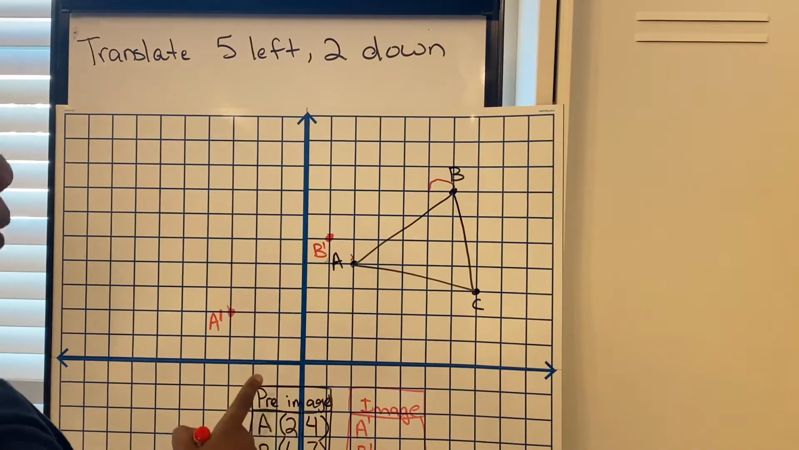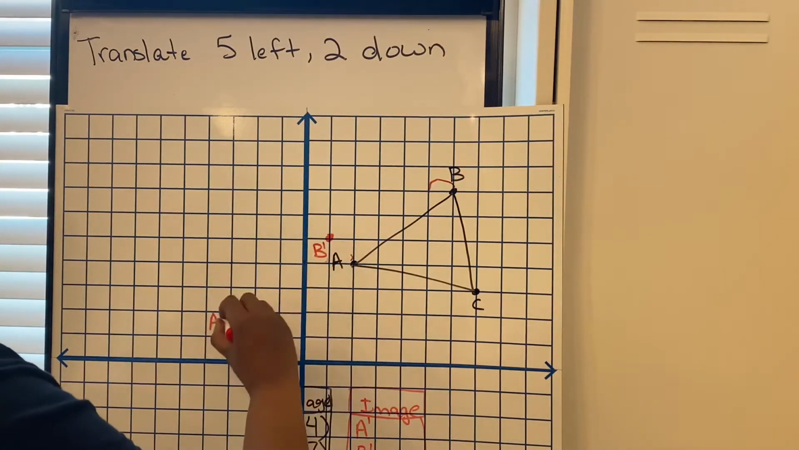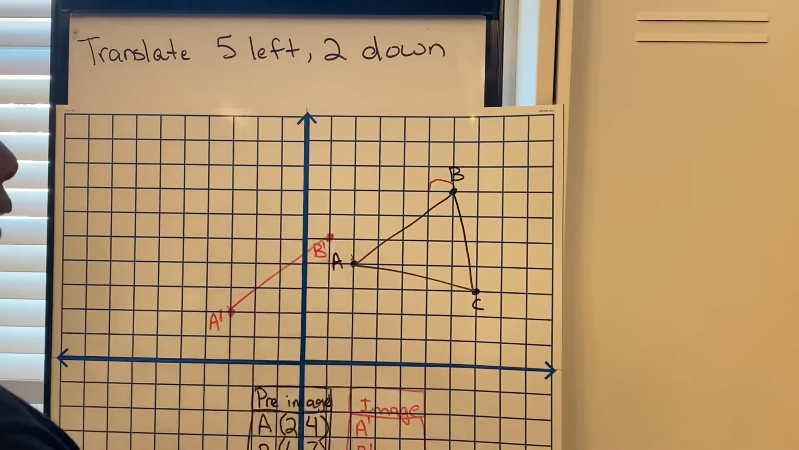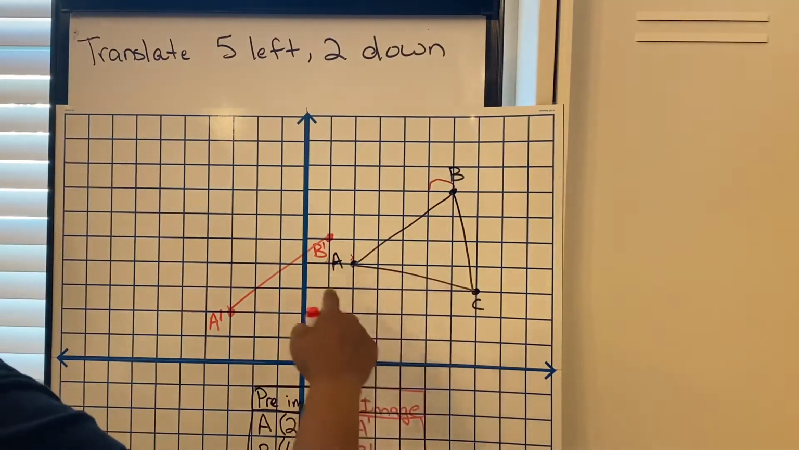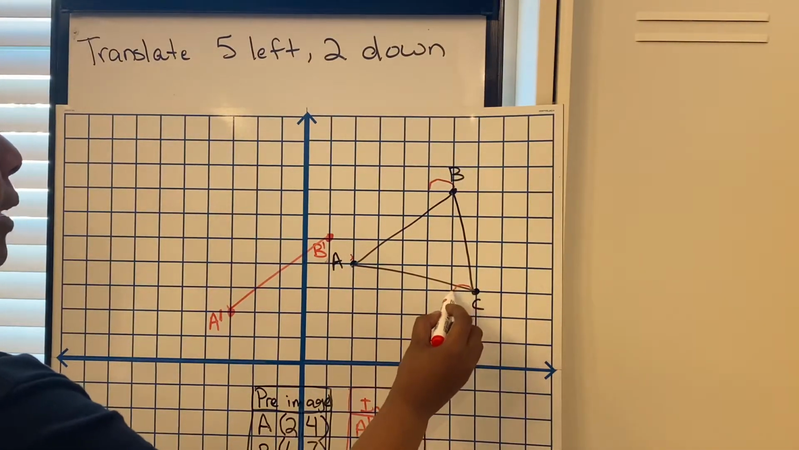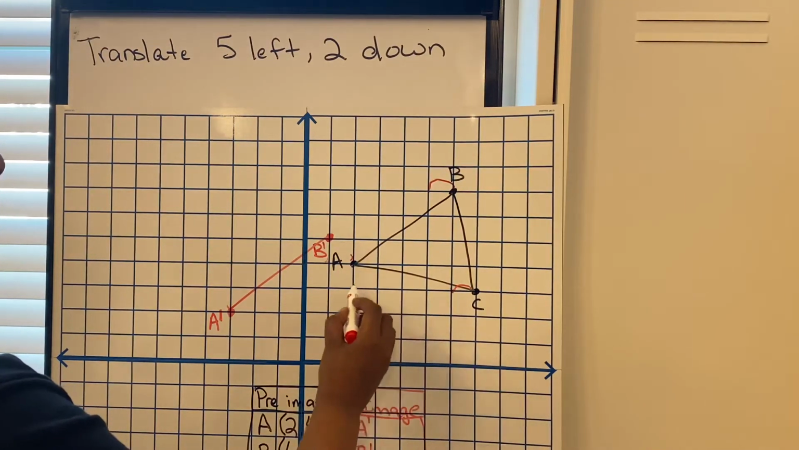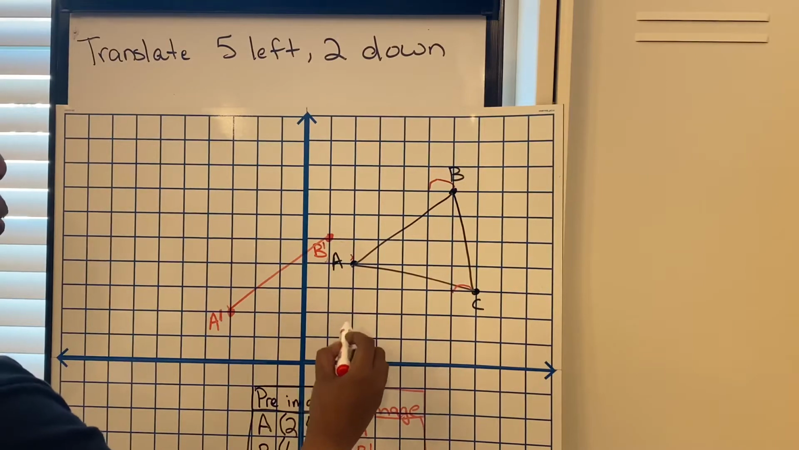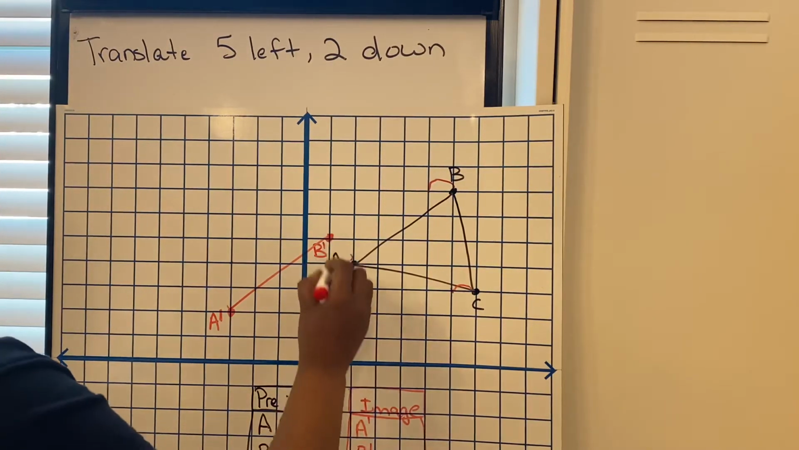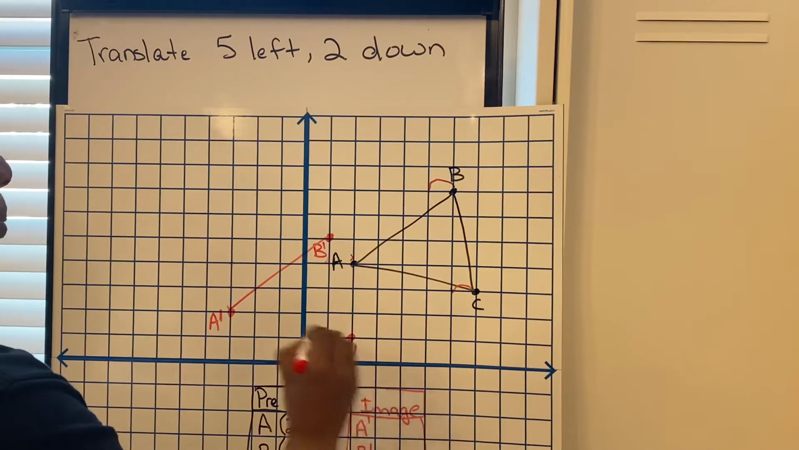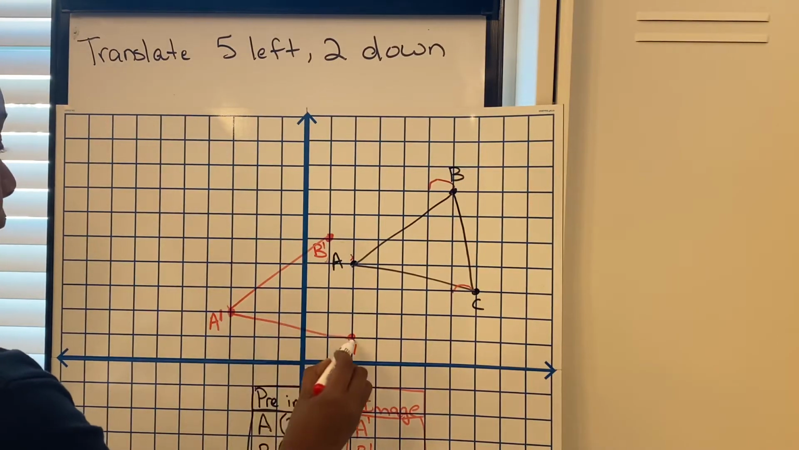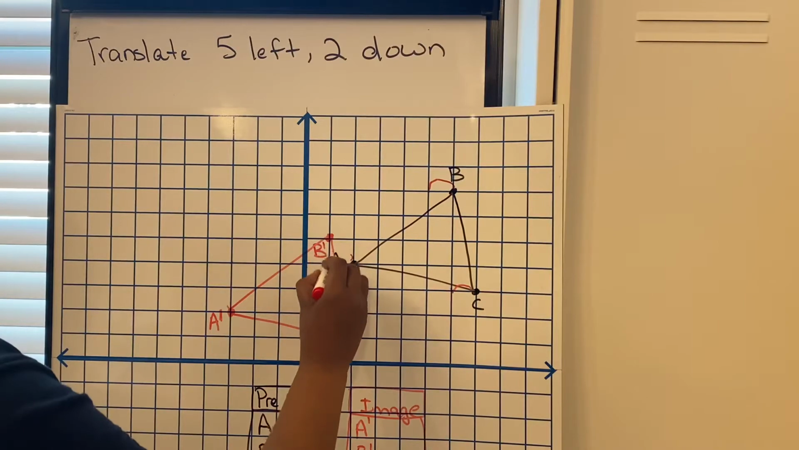Now, at this point, if you want to connect these 2 dots, I would say go ahead and connect them. For C, you're going to do the same thing. I'm going to jump once and then start counting. 1, 2, 3, 4, 5. Down 1, 2. Then I'm going to label that C prime and I'm going to connect my points.